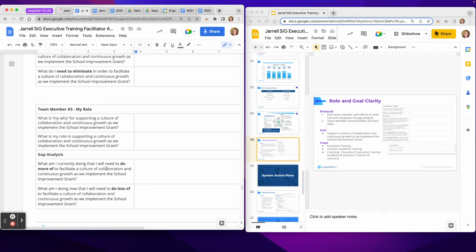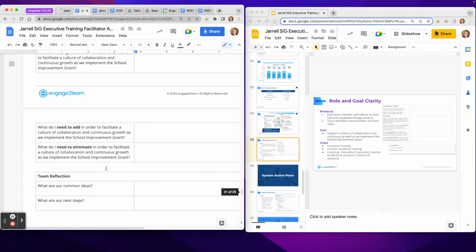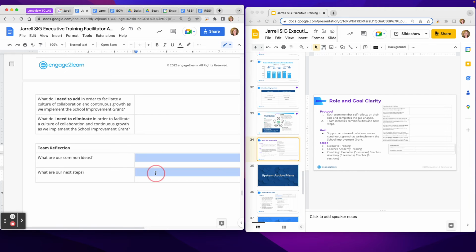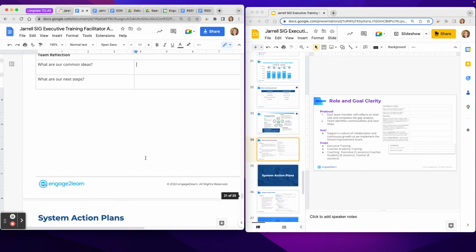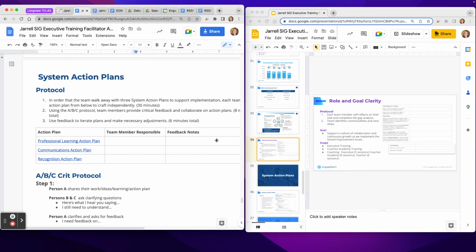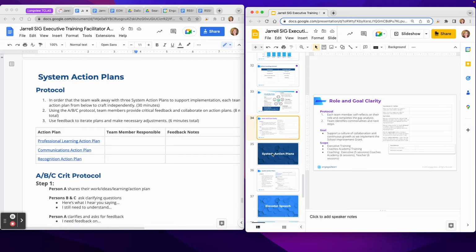And then after the 3 people have done their own reflection, they come together as a team and you'll want to ask them to think about what are our common ideas? Where do we see that we have maybe some things that we want to really focus on to do more of, to do less of, to eliminate. Okay, then that is going to take them into their action plans.